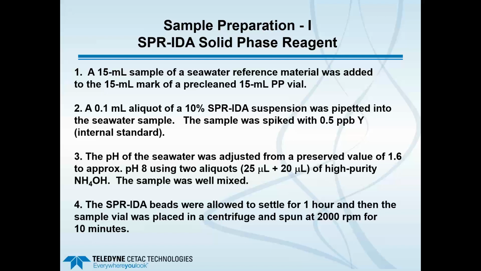The pH of this mixture containing the seawater sample and the suspension of the solid phase reagent is then adjusted from its preserved value from the supplier. It's preserved at 1.6 pH, and adjusted to approximately pH 8 using 2 aliquots of high purity ammonium hydroxide. So we'll first start with about 25 microliters, then 20 microliters, easily pipetted in, and then you well mix the sample. The SPR IDA reagent or beads are then allowed to settle for 1 hour, and then the vial is placed in a centrifuge and spun at 2000 RPM for 10 minutes.